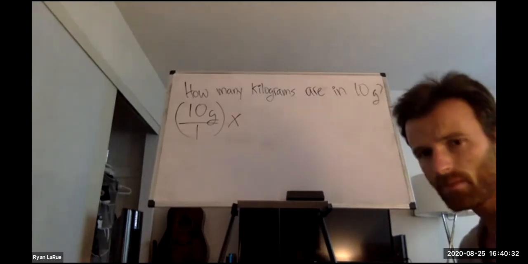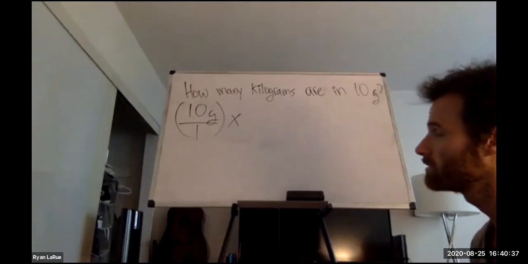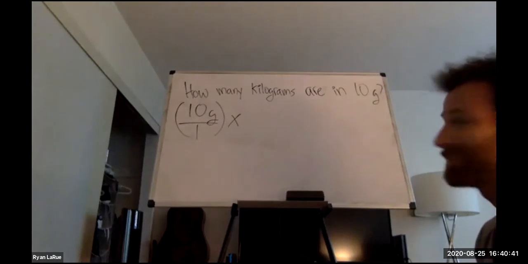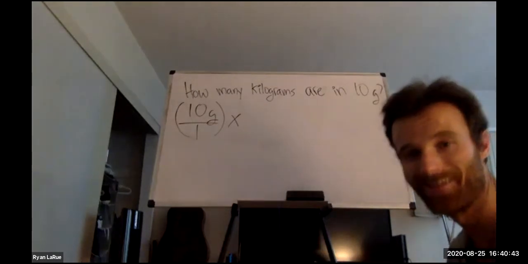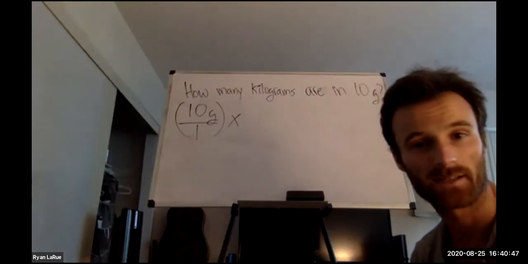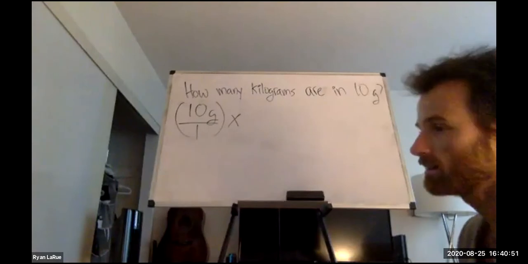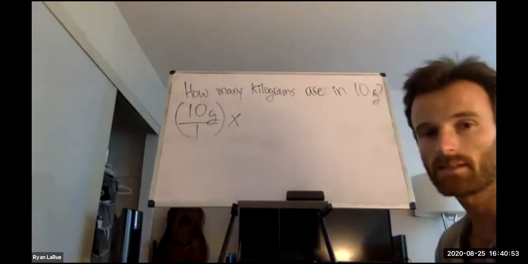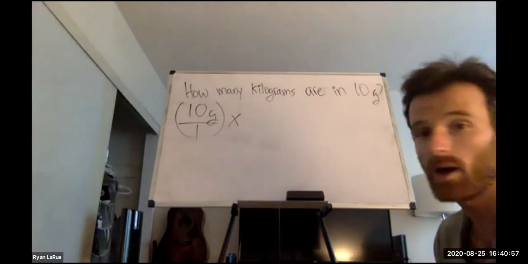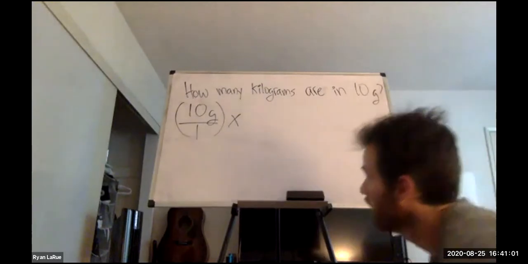So again, first thing I like to do with these problems is get to that base unit. But oh my goodness, we're already there. Remember, the base unit is grams for mass. I didn't ask you how many kilograms are in 10 milligrams or 10 centigrams, right? We're already in grams, so I don't have to get to the base unit. So it's going to be a direct conversion.